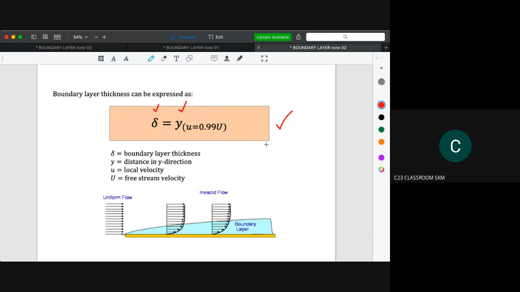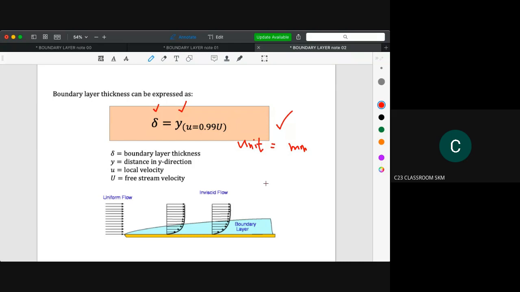So the unit for this delta is actually in millimeter. You could use millimeter, meter, inch, and so on. It is real, because you could measure it from experimental work. You could see the video later on. Okay, because this equation is very simple, you cannot get more information from this.